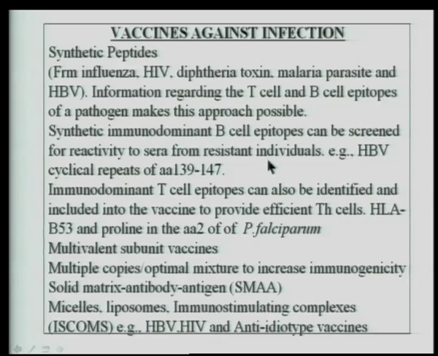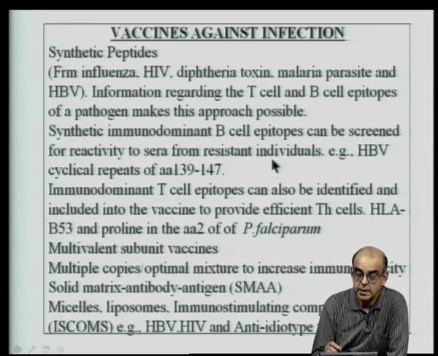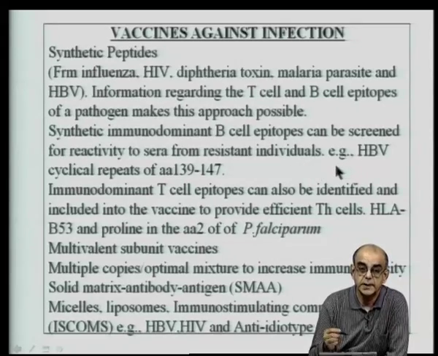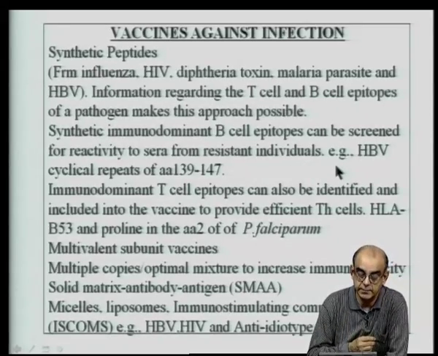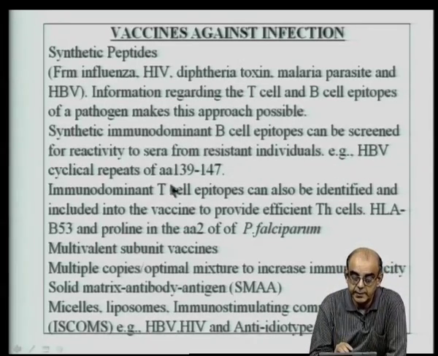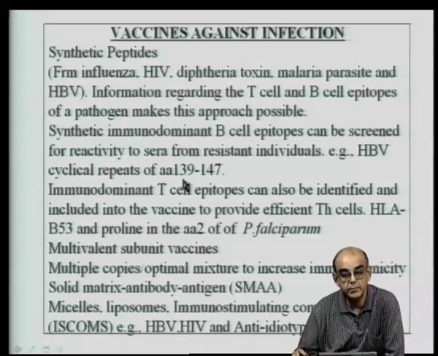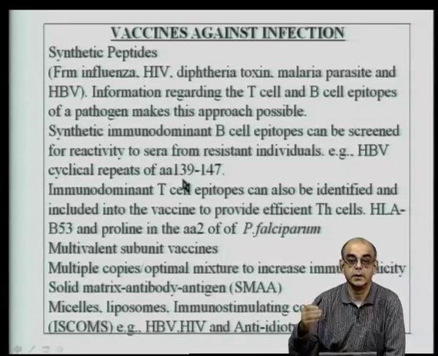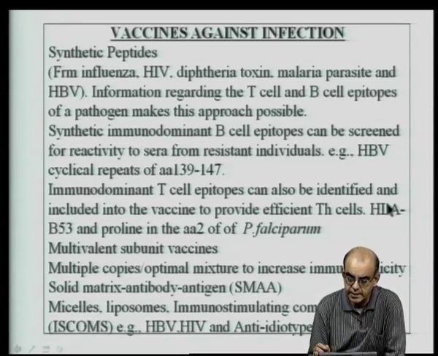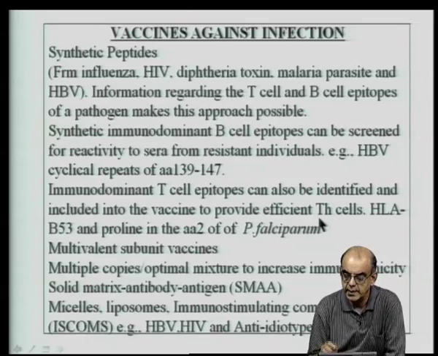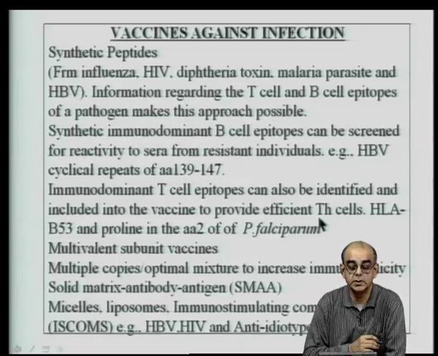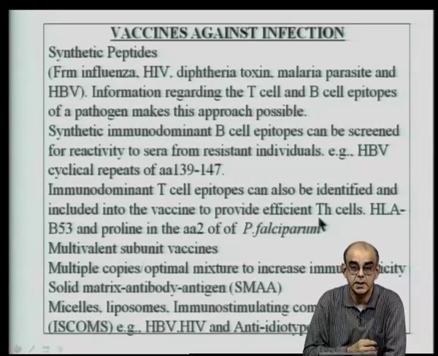So, if those individuals who are resistant to a particular disease react to all of those synthetic peptides which have been prepared, then one is sure that such a peptide can be used in a vaccine preparation. For example, in hepatitis B virus, cyclical repeats of amino acids 139 to 147 have been used in a vaccine preparation. Now, immunodominant T cell epitopes can also be identified and included in a vaccine to provide efficient T cell help. For example, the HLA class 2 molecule can be looked at to see what sort of peptides are there.